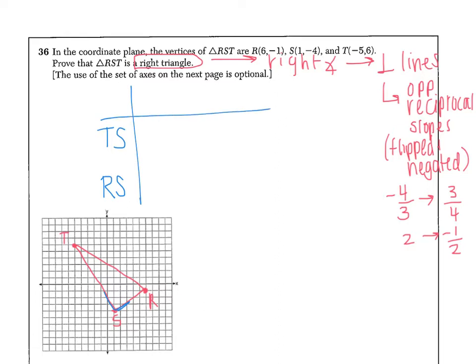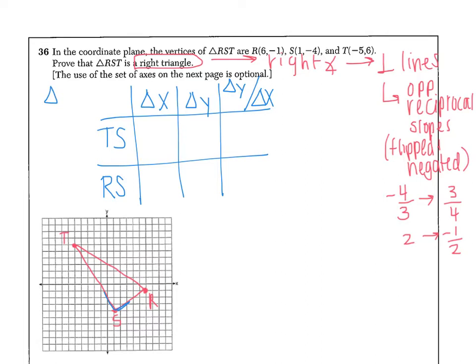In order to calculate slopes, we like to make a nice, beautiful chart with change X, change Y, and then slope, which is change Y over change X. Now each time I write the triangle, you hear me saying the word change. Change means to subtract. So I'm going to subtract my X values for TS. Sometimes it's helpful to write the points right beneath it or off to the side. Like T is -5, +6, and S is 1, -4. That way you don't get confused. X's are stacked right on top of each other.